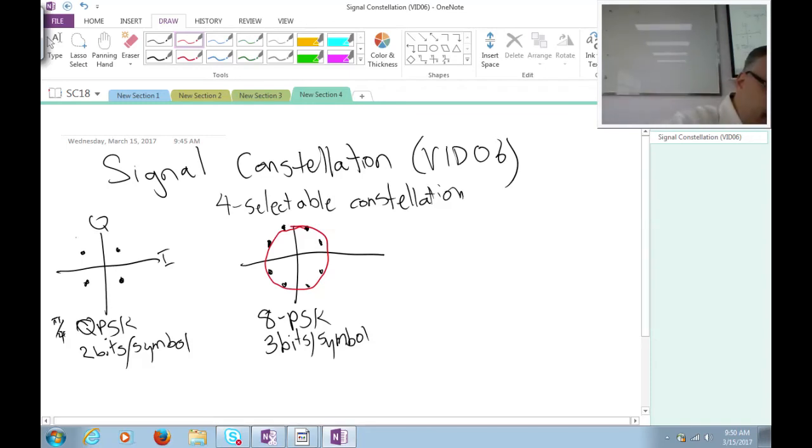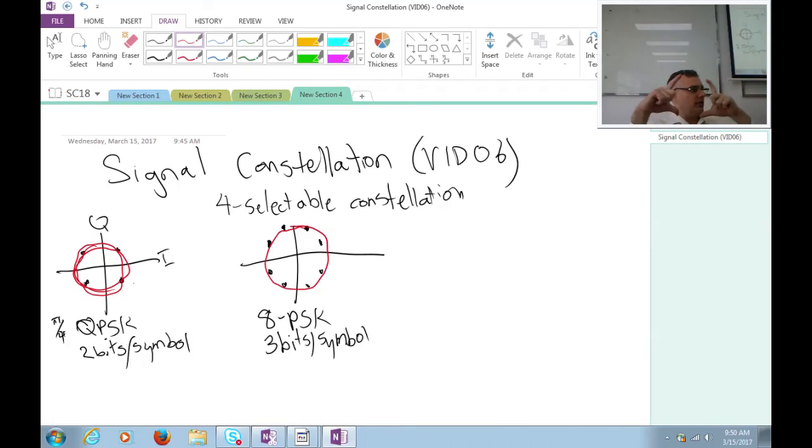QPSK, of course, has the same principal property. All of the pulse points have the same average power, or same energy. And that means that when an amplifier starts to clip, i.e. its amplitude changes, you're still going to get a detectable constellation. You shrink it down in size, but you don't change the decision points.